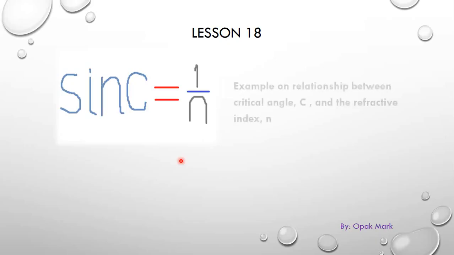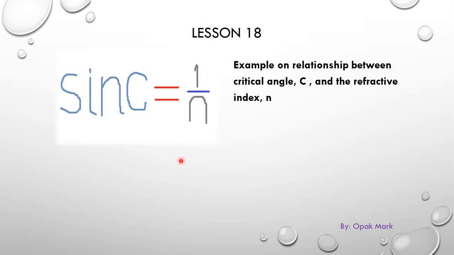In this lesson, we are going to look at some more examples on the relationship between the critical angle C and the refractive index N. We derived this in the previous lesson and we want to use it in this lesson.